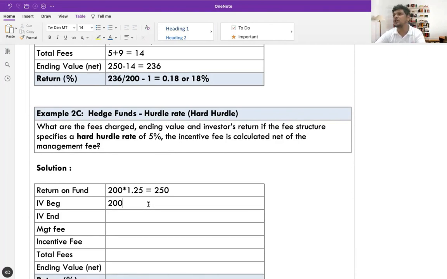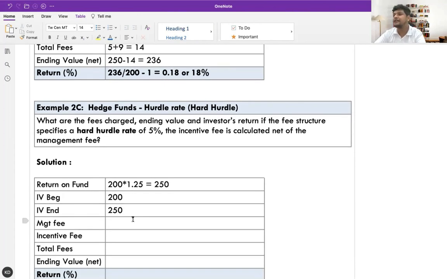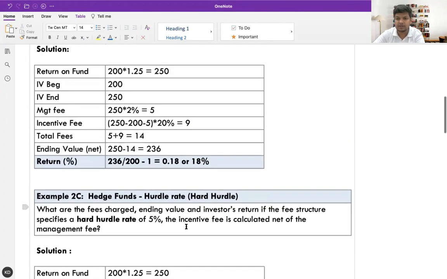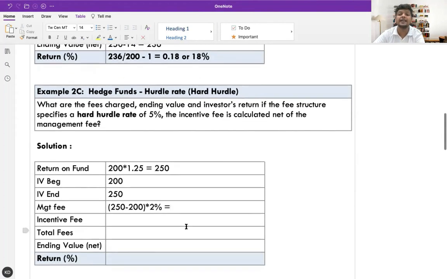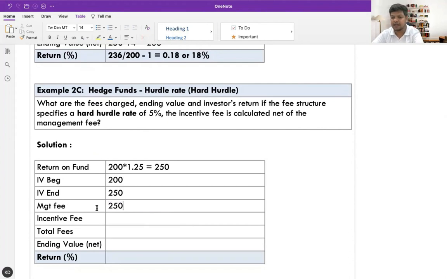So the initial investment value was 200. The ending value was 250, correct? 50. Management fee again will be on 250, and that is how much? Same, right? Management fee won't change. 2%. Sorry, I said 5%. Am I making a mistake? 2% on the ending value. My mistake. Sorry. It was on the 250 ending value. I'm just getting confused.